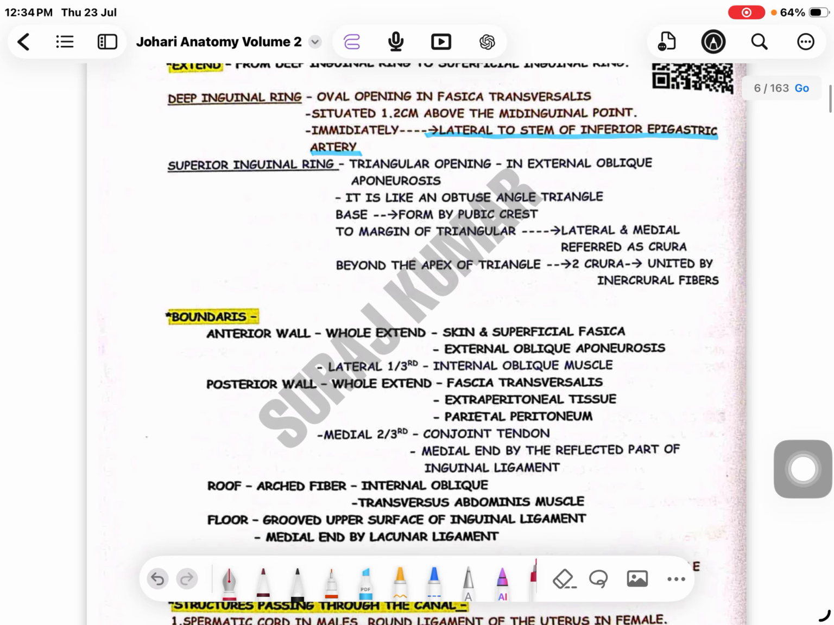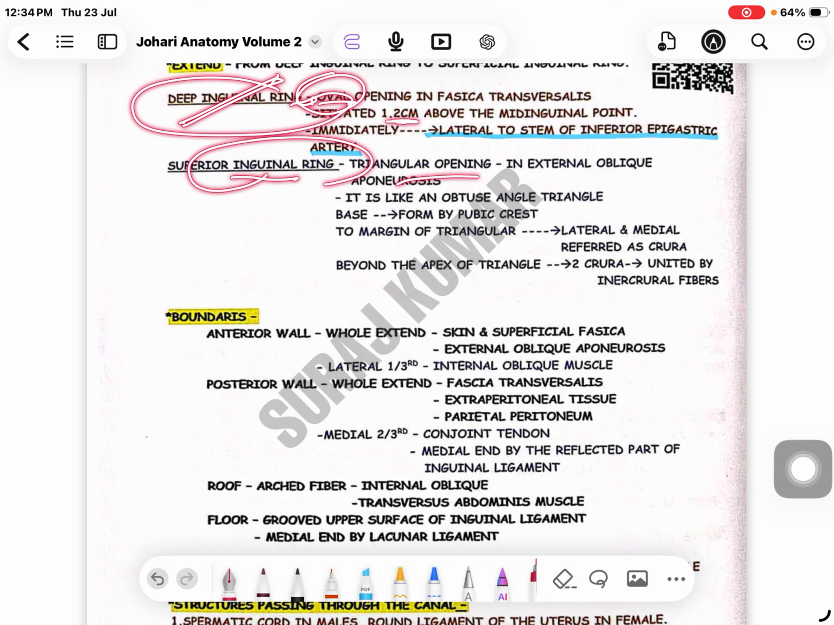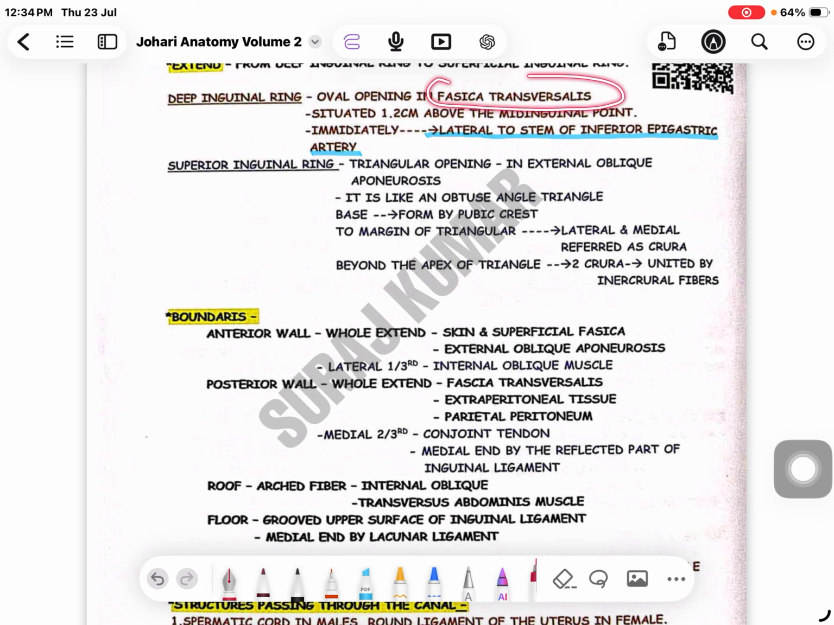Here it is. Now superior inguinal ring, deep inguinal ring, we have studied this. What kind of opening is it? It's oval, this is triangular. It's 1.25 centimeter above the mid-inguinal point, and it's opening in fascia transversalis. This is also important, that it's opening in fascia transversalis, and the other is opening in external oblique aponeurosis. It is the innermost layer, and the other is the outermost layer.